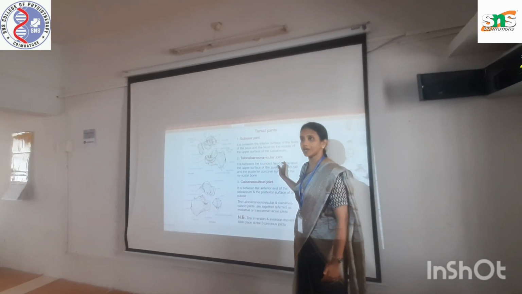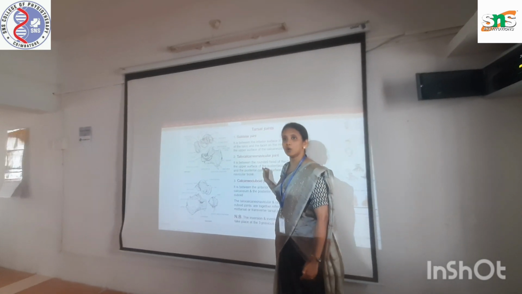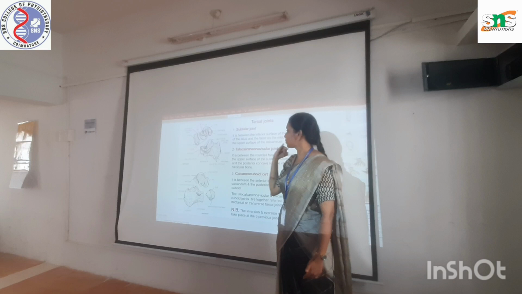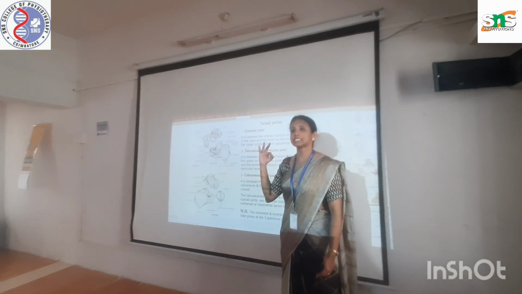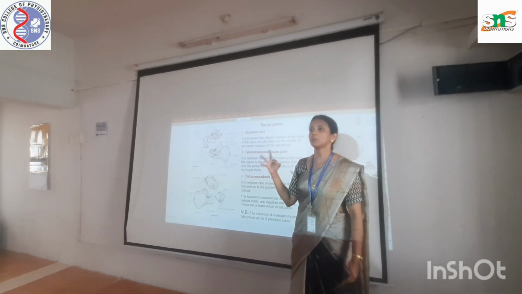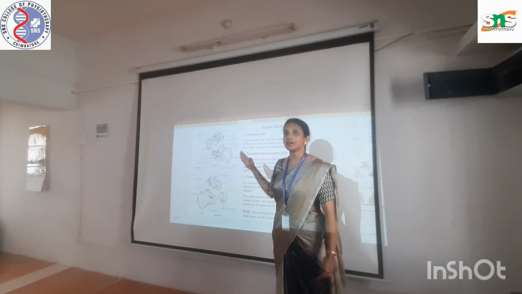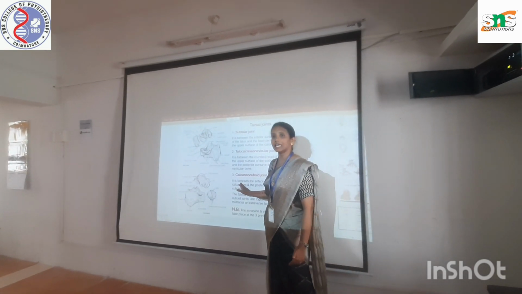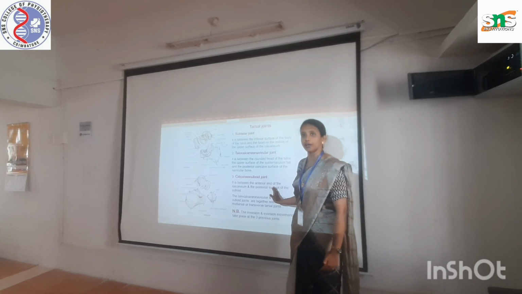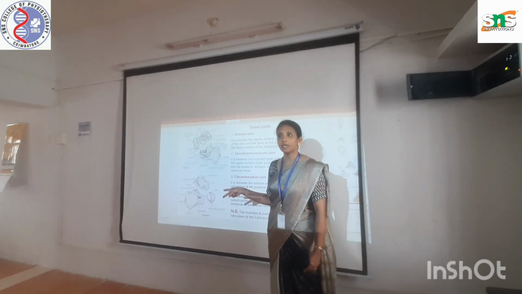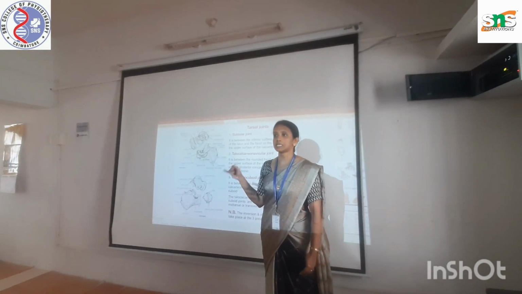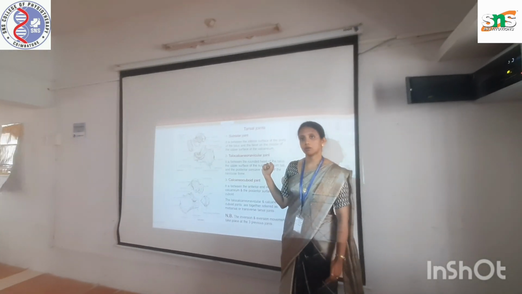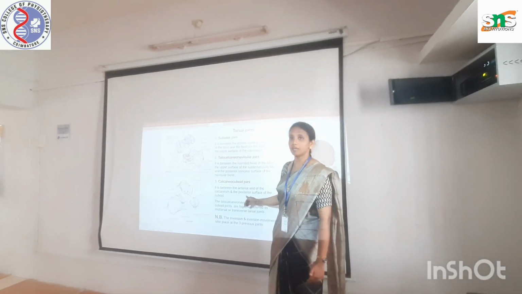The next is talocalcaneonavicular joint. How many bones play a role in this? Three bones. One is talus, the next one is calcaneum, the next is navicular. These three bones play a role in talocalcaneonavicular joint. The next is calcaneocuboid joint. How many bones play a role here? Two bones, calcaneum and cuboid bone. So let's see one by one.